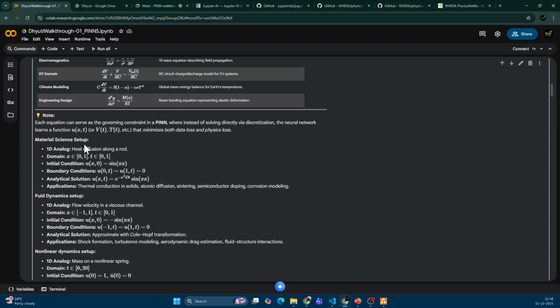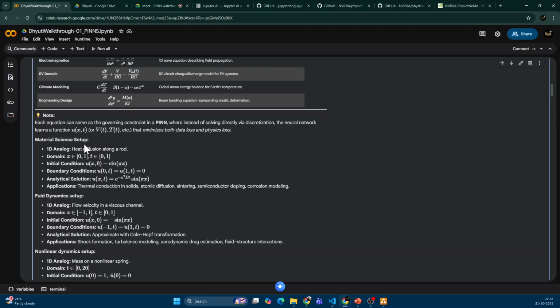and so then again fluid dynamics setup, you have viscous. So I think you can take your time and go through all these potential examples, how they are set up. For all of this, we have this data generator, which basically generates all your analytical solutions to these equations.